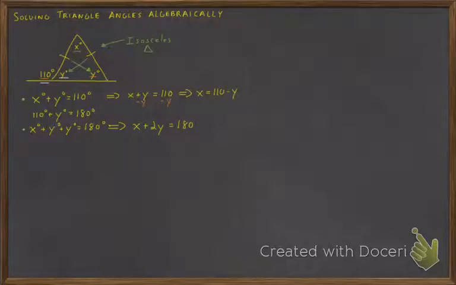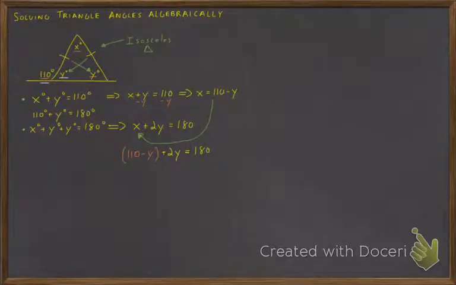So now that I've solved for x, I can substitute that x in for the x down here. And when I do that, I get 110 minus y. Now when I substitute, I always put in parentheses, so I know exactly what I'm putting in. I'm substituting that x in, plus, I'll keep it a different color so you can see the substitution, plus 2y equals 180 degrees.